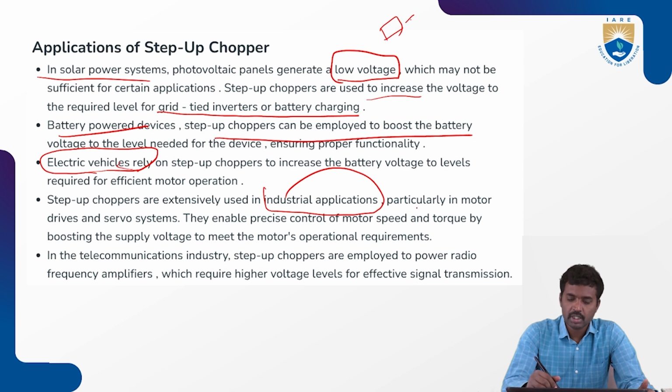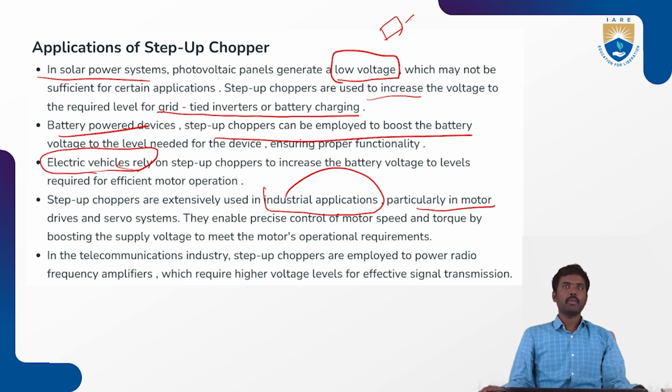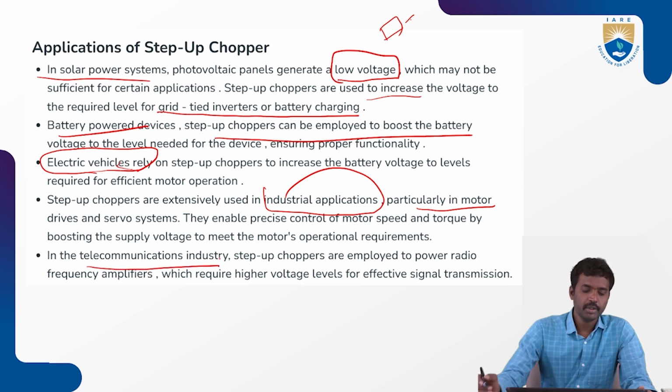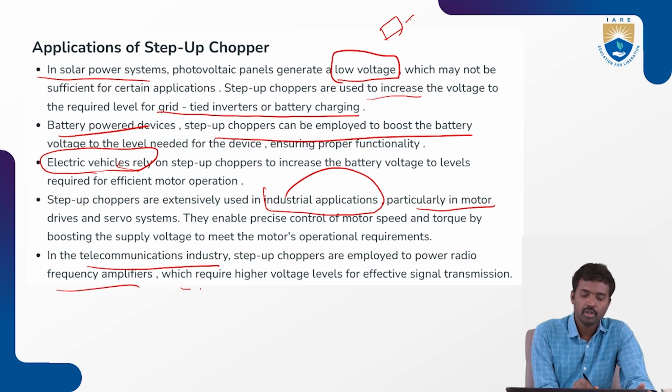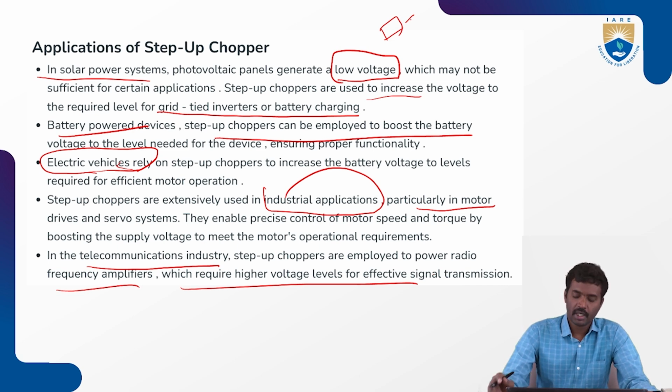And step up choppers are extensively used in industrial applications. What are the applications here? Motor drives and servo systems: they enable precise control of motor speed and torque by boosting the supply voltage to meet the motor operational requirements. And in the telecommunication industry, step up choppers are employed to power radio frequency amplifiers, which require higher voltage levels for effective signal transmission.